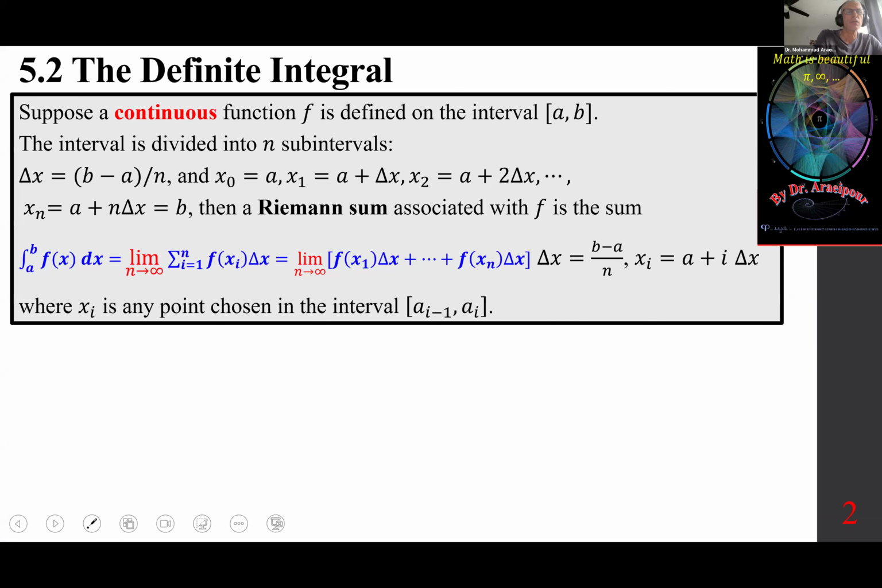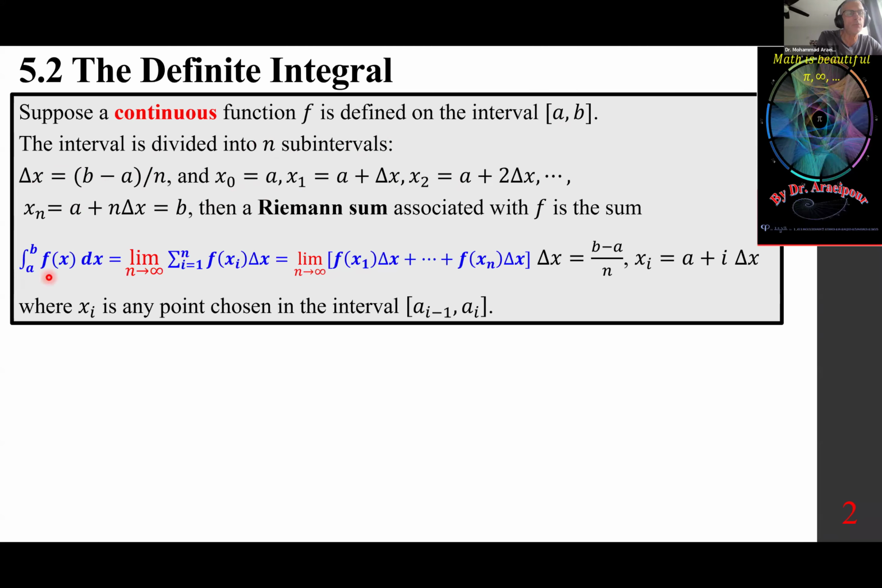The definite integral. Suppose a continuous function f is defined on the interval from a to b. The interval is divided into n subintervals, delta x equals (b minus a) over n, and x sub 0 is a, x sub 1 is a plus delta x, and so on. Finally, b is x sub n, a plus n delta x. Then a Riemann sum associated with f is the following sum.